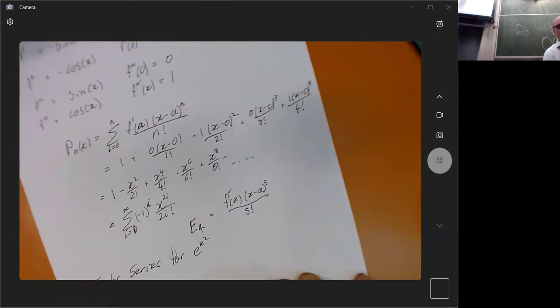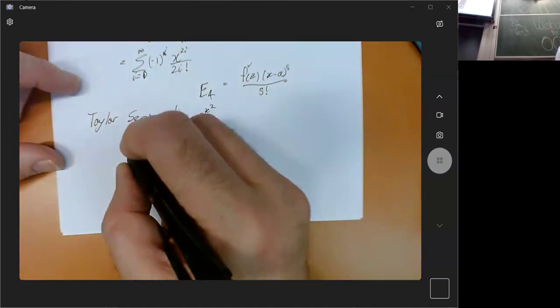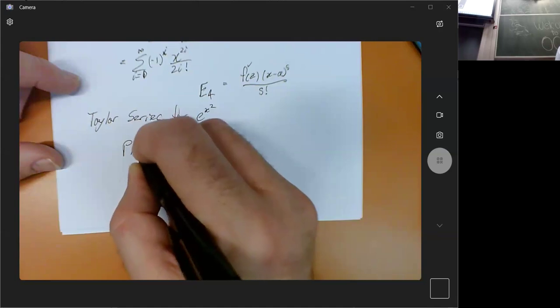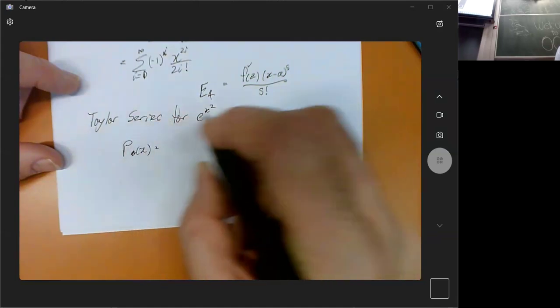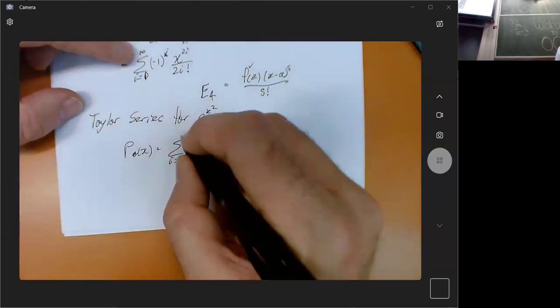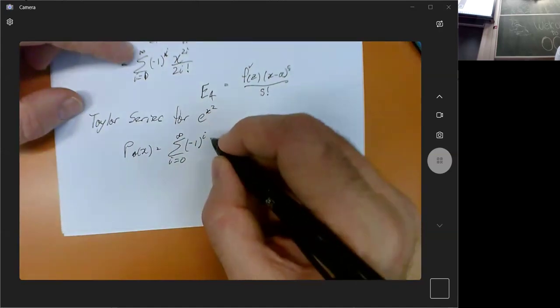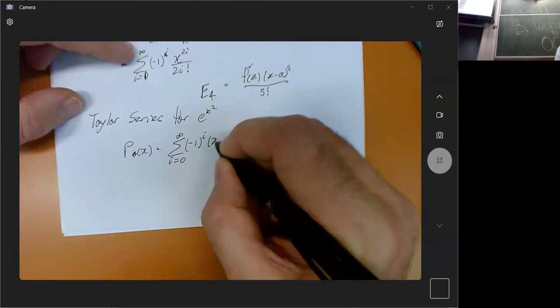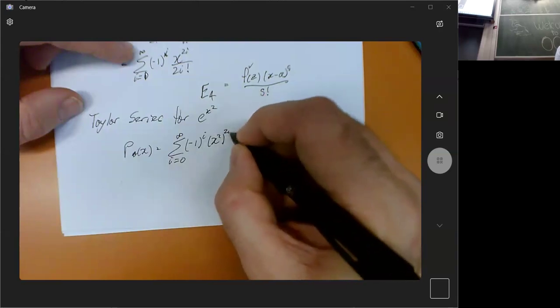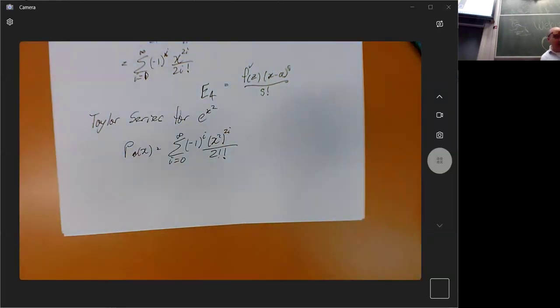The reason they do this is one of those questions that separates the high distinction students, right? Because I know that my Pn of x, or P of x, is going to be equal to the sum from i equals 0 to infinity of minus 1 to the i, and then x squared to the 2i on 2i factorial. It is that simple. It is really that simple.